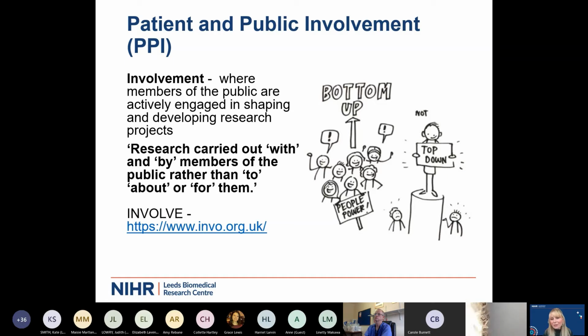And then patient involvement, which is what we're here to talk about today. And patient involvement is about members of the public actively shaping and developing research alongside you. It's when research is carried out with and by members of the public and not about and for them.